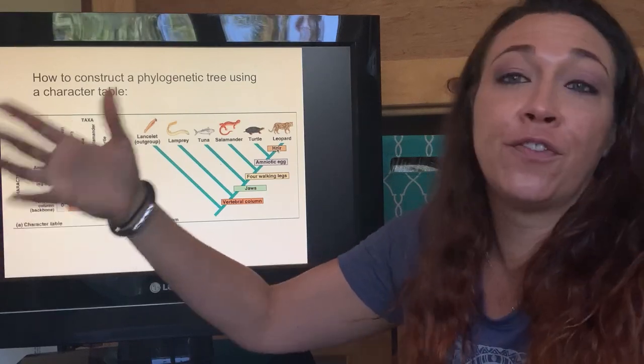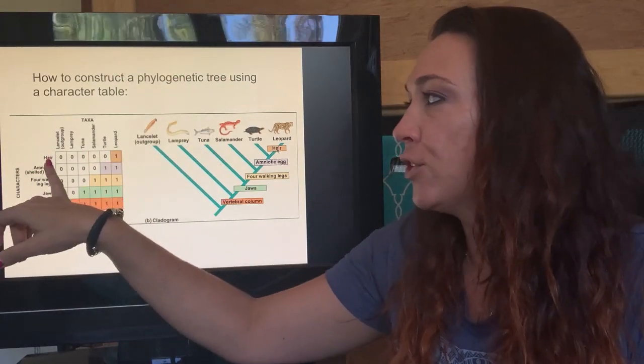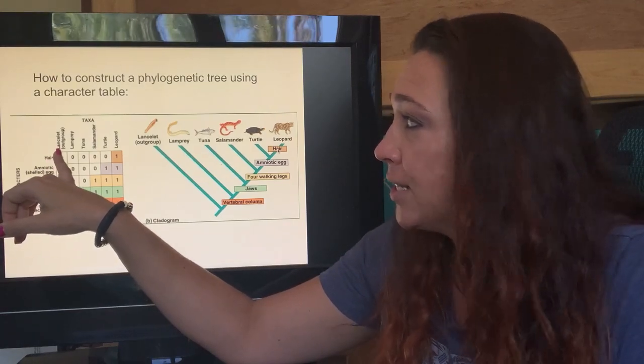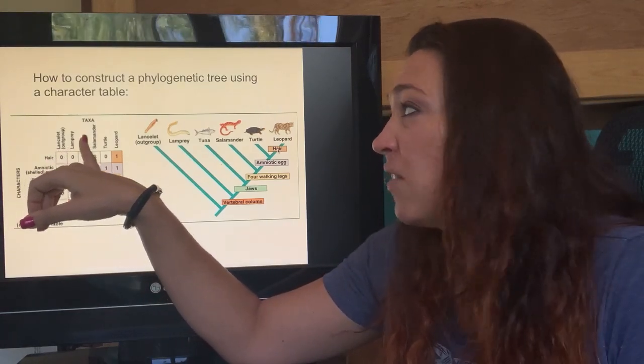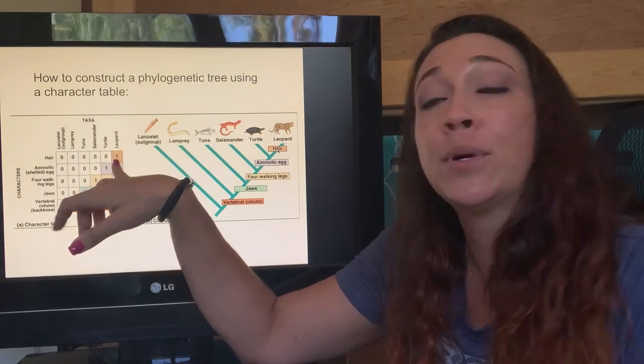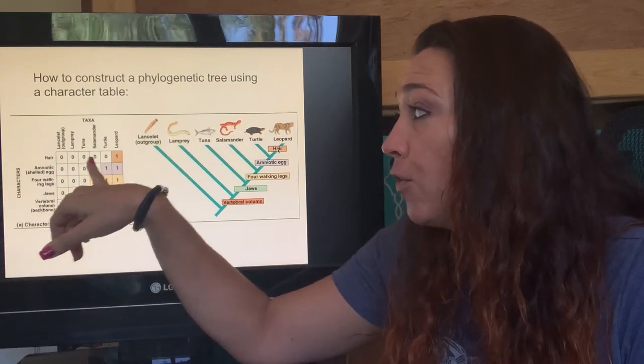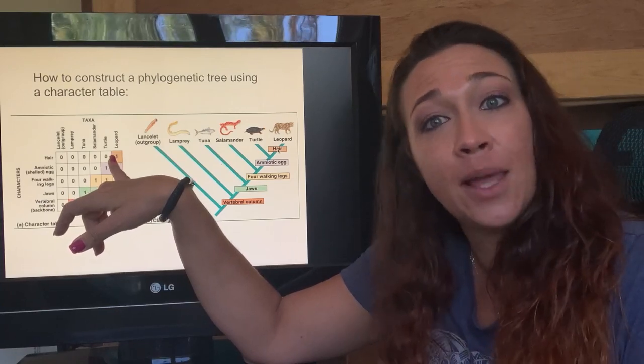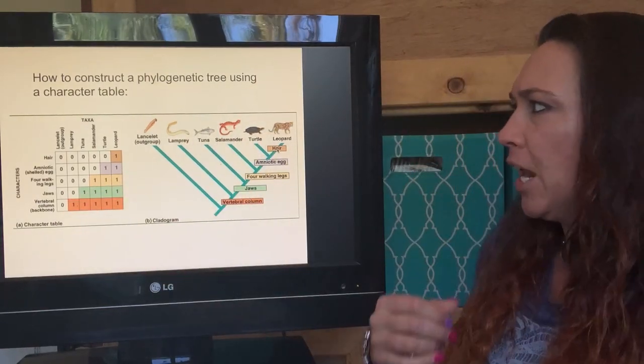Fur, hair, same thing. So in this case, the first characteristic that I would put down would be hair. The lancelet doesn't have it, the lamprey doesn't have it, the tuna doesn't have it, the salamander doesn't have it, the turtle doesn't have it, the leopard does have it. So I'd write 0 for all of these, and I'd write a 1 or a check for the fact that the leopard has it.